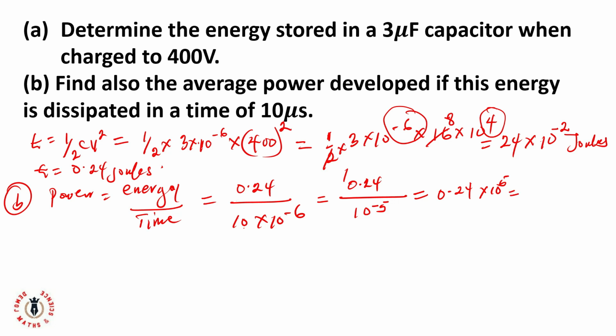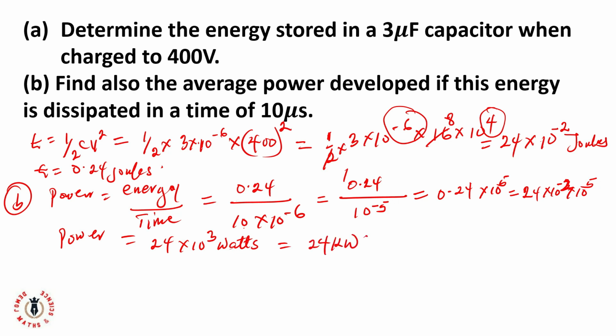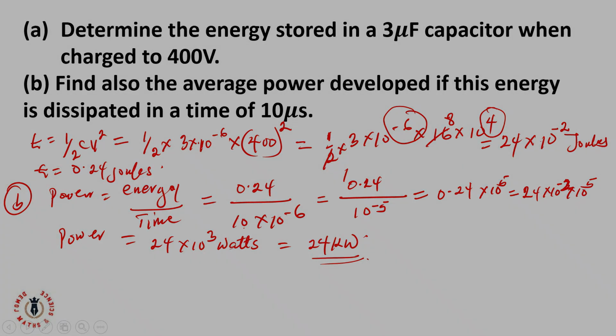Now 0.24 is the same thing as 24 times 10 raised to the power minus 3, now times 10 raised to the power 5. Sorry, 24 times 10 raised to the power minus 2, minus 3. So my power dissipated will now be 24 times 10 raised to the power 3 watts. Power is measured in watts, which is equal to 24 kilowatts. So you see how we've calculated energy and how we've calculated power.